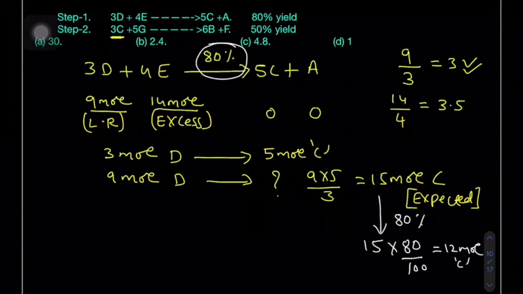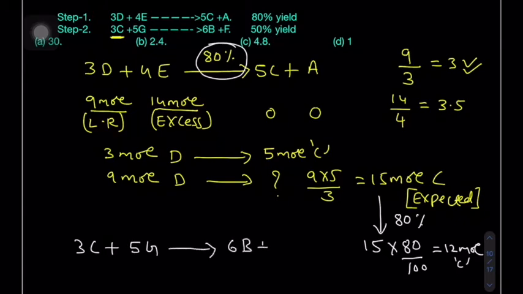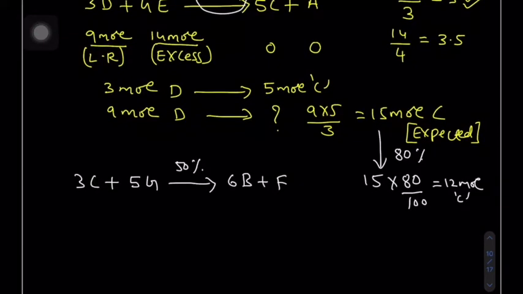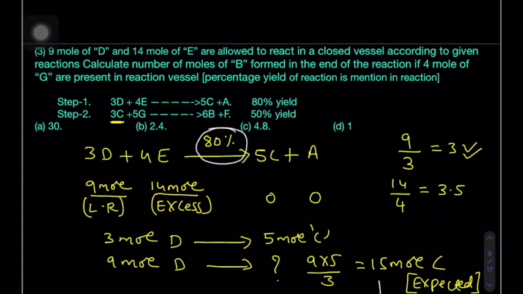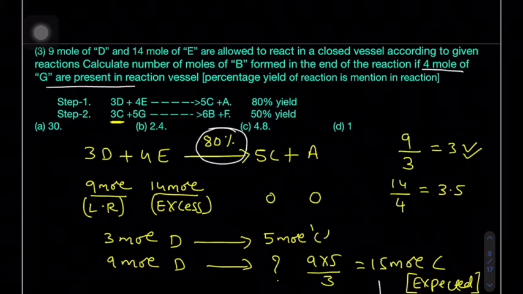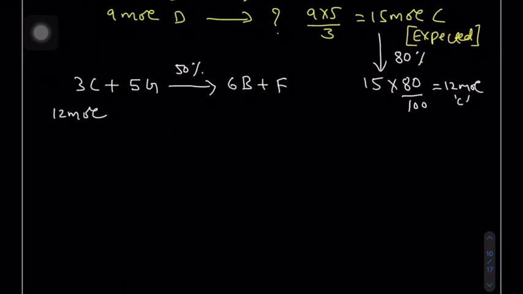Now come to the second equation. 3C combining with 5G to give 6B and F. Percentage yield is what? 50%. Now, how many moles of C here? 12 moles from step 1. How many moles of G? In the question it is given that 4 moles of G are present in the reaction vessel. So I am taking 4 moles here. Initially there will be no products.